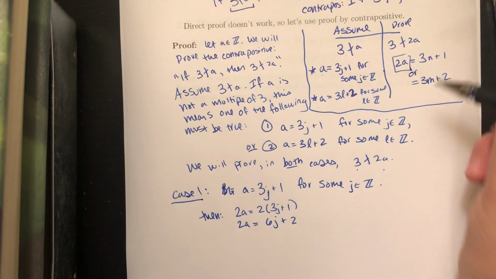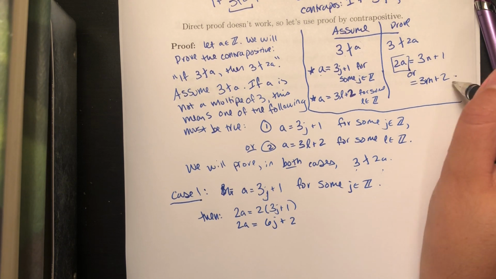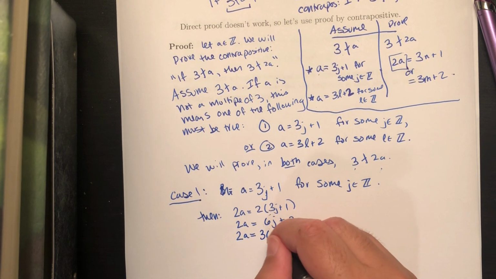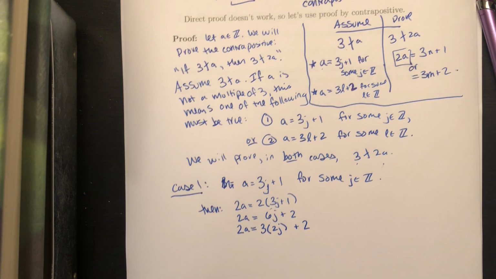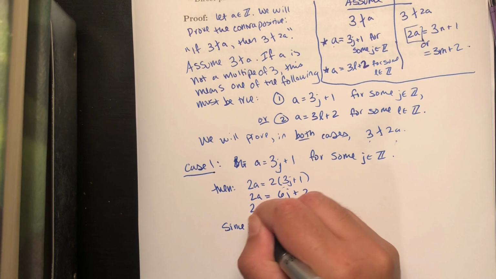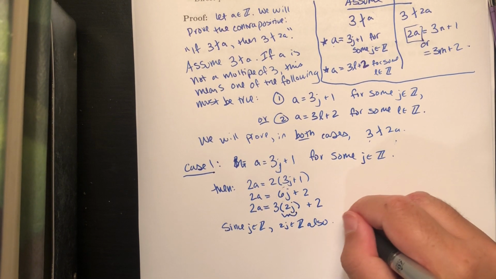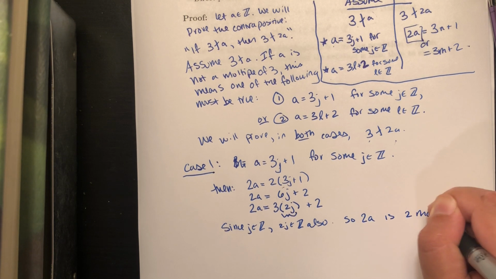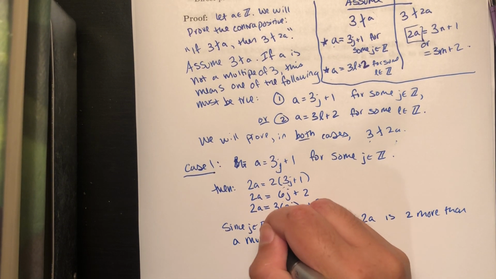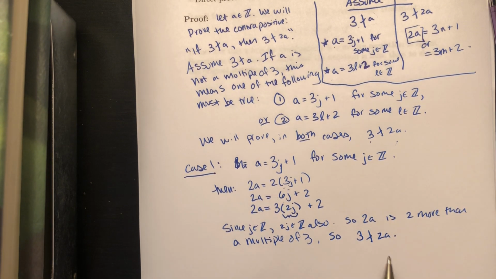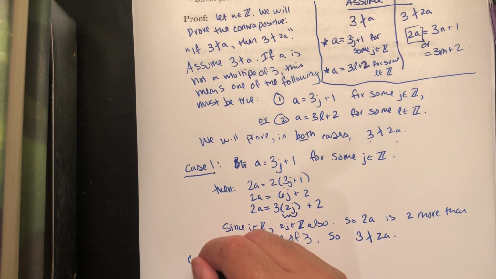All right, well, this is looking like our second case over here, right? This is looking like 3 times an integer plus 2. So I can rewrite this one more time, factoring a 3 out of my first term here: 3 times 2j, plus 2. Now, since j is an integer, the stuff inside the parentheses, 2j, is an integer also, which means that 2a is 2 more than a multiple of 3, so we can conclude that 3 does not divide 2a. Right? You can't express 2a as a multiple of 3 if it's 2 more than a multiple of 3. It's just not possible. So this is what we were trying to prove. Great, case 1 is done. Now we just need to do case 2.